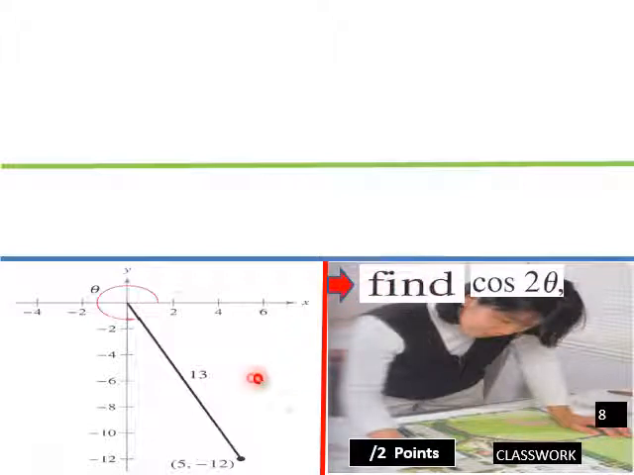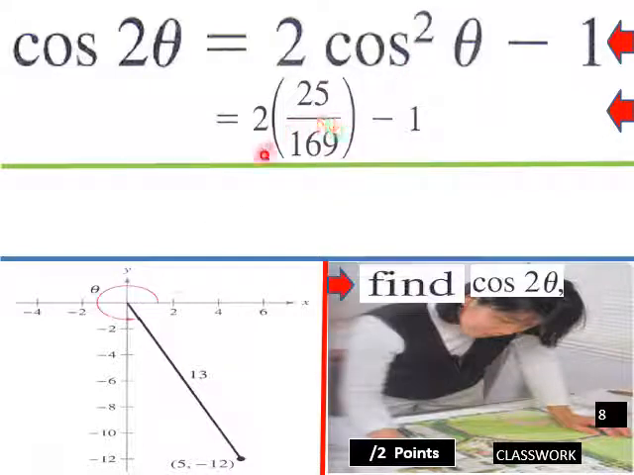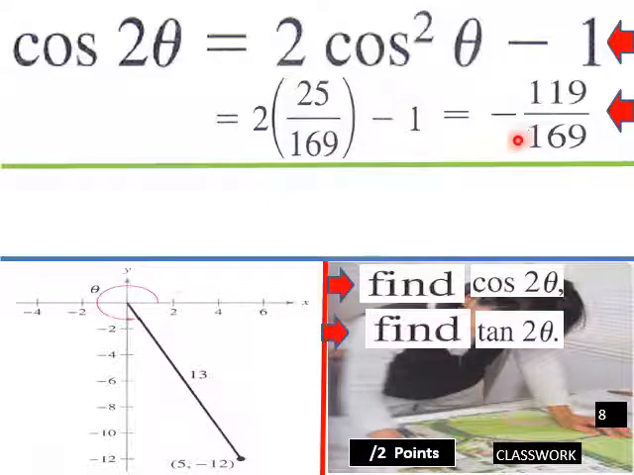Find cosine 2 theta. So cosine 2 theta equals 2 cosine squared theta minus 1 when we transform that into this here. So 2 times cosine squared theta will be 25 over 169 minus 1, would give us a negative of 119 over 169. So there is our solution to that.